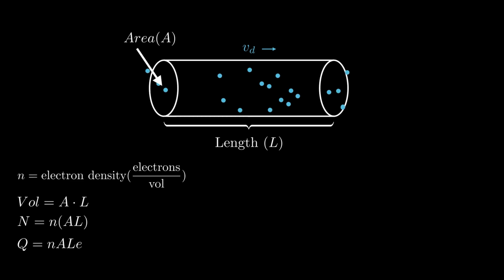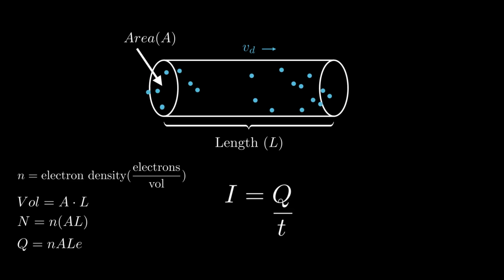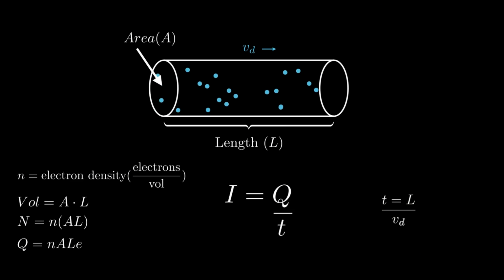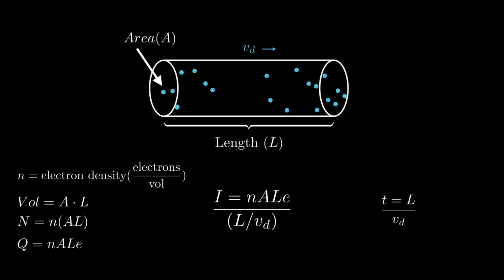Now we know that current I is charge Q divided by time t. How long does it take for these electrons to cross this length L? Using simple kinematics, time is distance over speed, so t is equal to L over Vd. Now let's put it all together. Substitute Q and t into the current equation. I therefore is nALe divided by L over Vd.